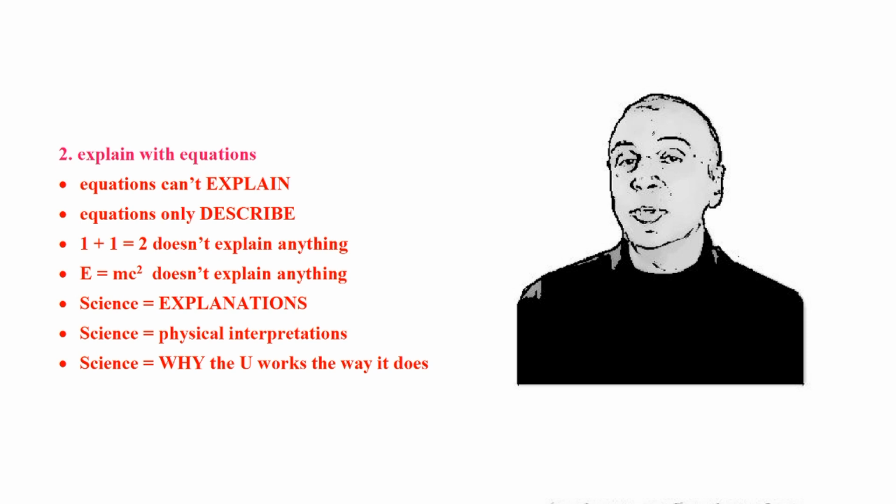E = mc², it doesn't explain anything either. You haven't explained anything with that. You're just saying you turned love into intelligence times velocity of light squared. That's all you did. You haven't explained the mechanism. Science is explanations, and science requires physical interpretations, why the universe works as it does. And what these people think is that you're just going to describe it and get away with it. Why? Because mathematics can only describe.